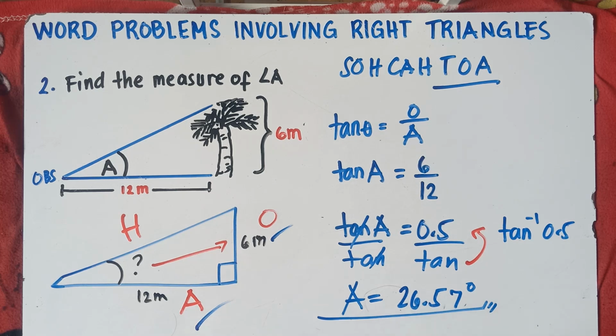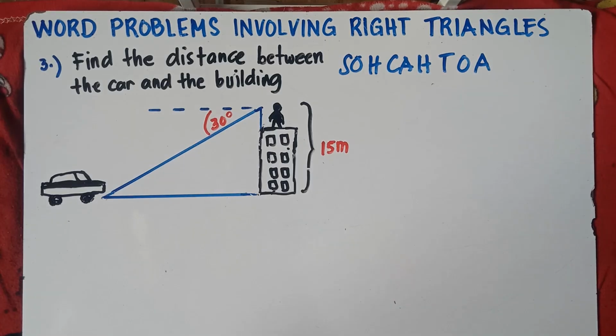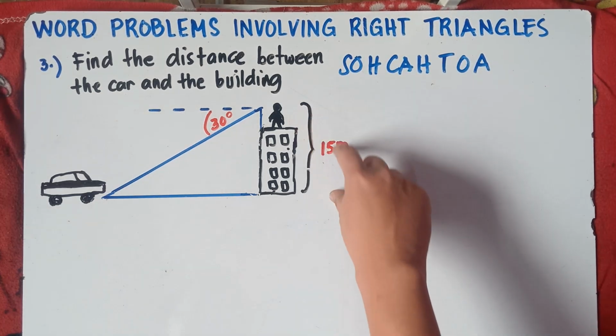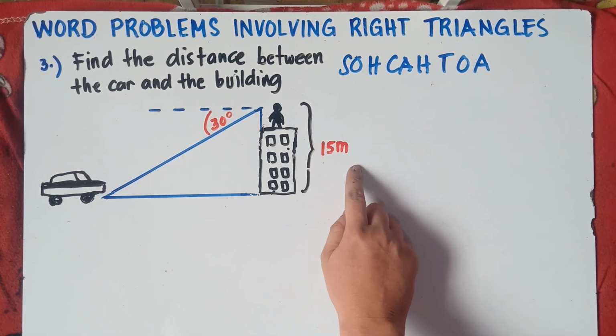Alright, easy, right, for number 2? Let's try the last example, class, number 3. Number 3, find the distance between the car and the building. So we have the given height of the building, including the observer, that is 15 meters. And we have a given angle.